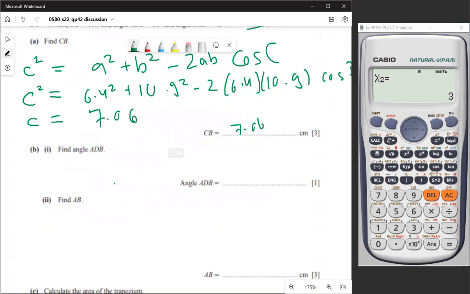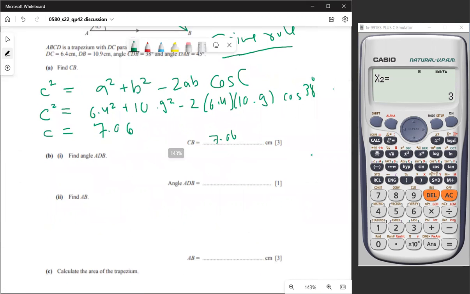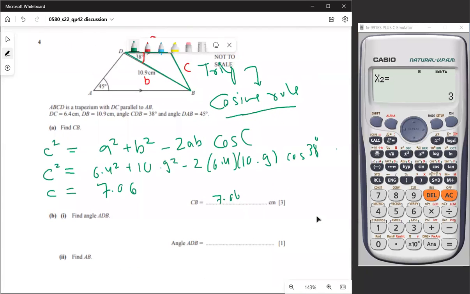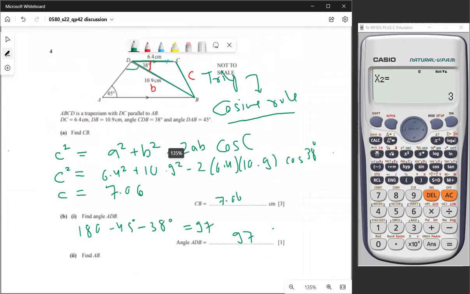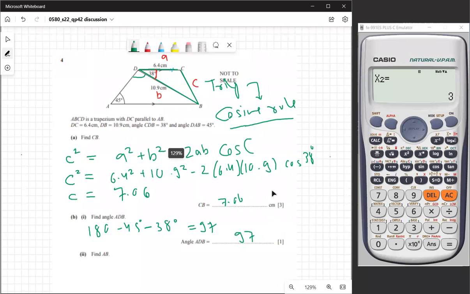Find angle ADB. Now what is angle ADB? We did this already. This angle right here is going to be 180 minus 45 minus 38, which is 97. Okay, 97. I can also find AB.